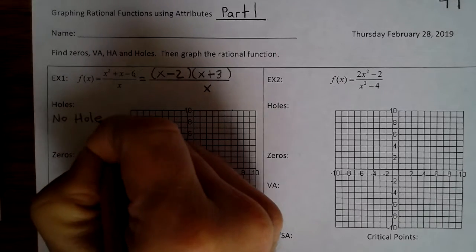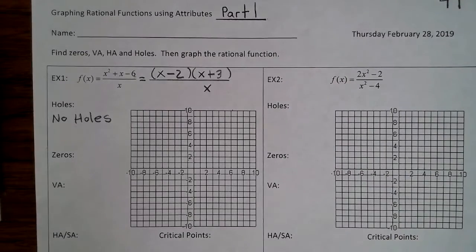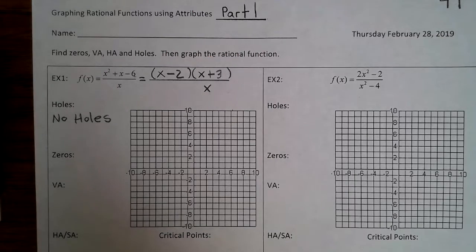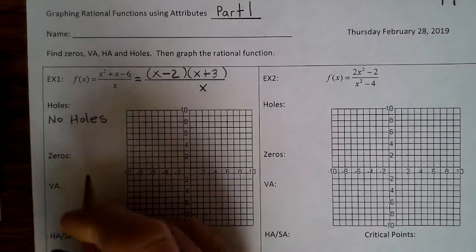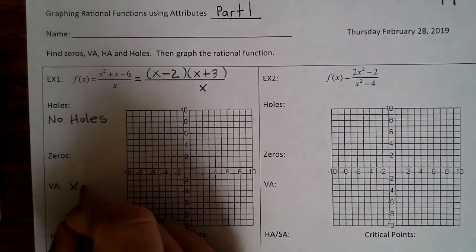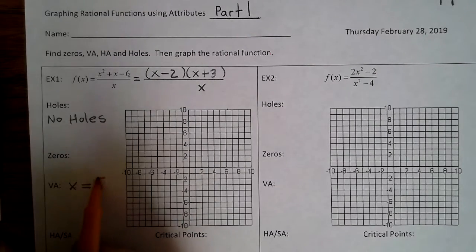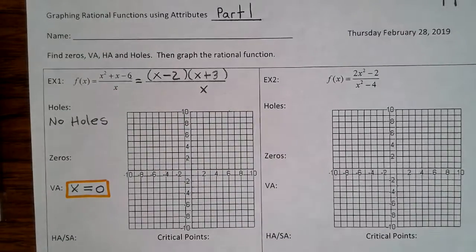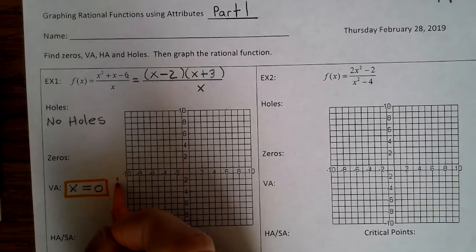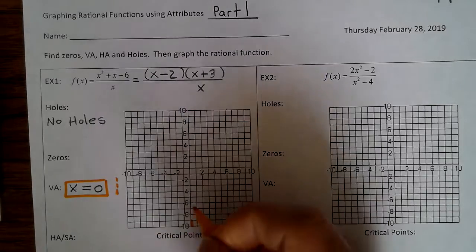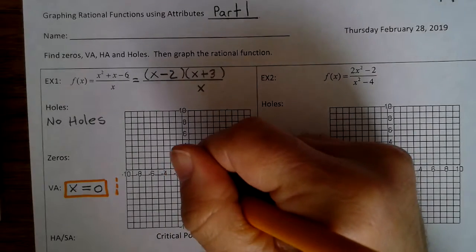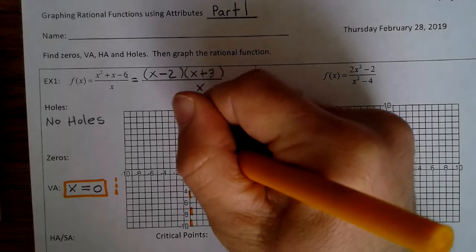Okay. Now our next step, and in my notes we say vertical asymptote. We're going to find the vertical asymptote by setting the denominator equal to 0. So x equals 0. Well, that means our vertical asymptote is x equals 0. We're going to do that in yellow, and it's also going to be a dashed line at 0. Okay.